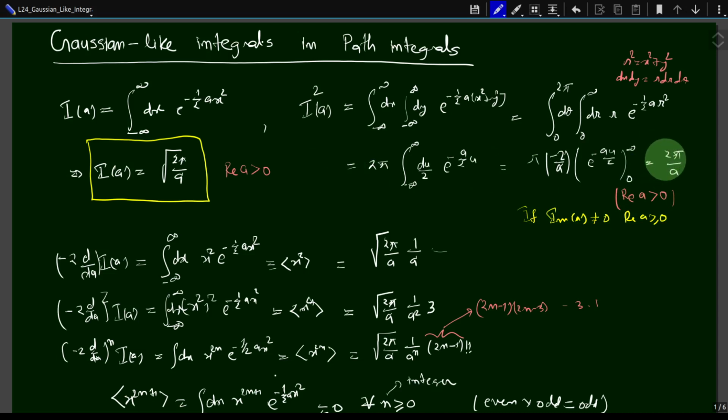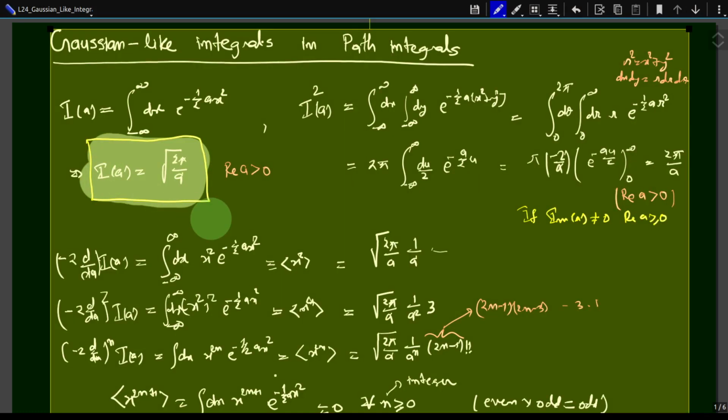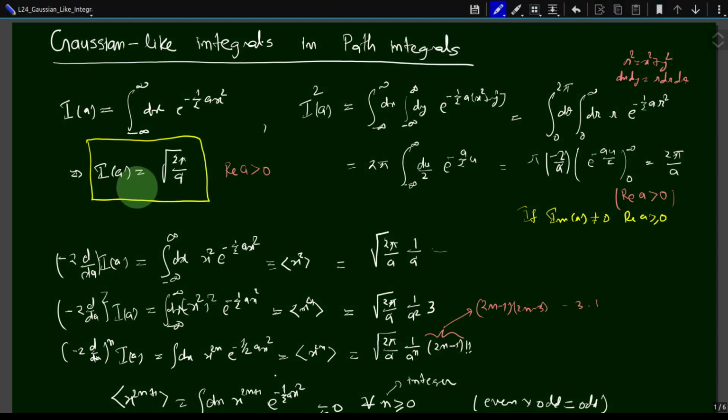So having I square equal to 2 pi by a, what I get over here is that my Gaussian integral is just the square root of 2 pi by a, and the assumption is the real part of a is greater than 0. Now once I have this integral, I can take a derivative of this integral and multiply by minus 2. So when I take a derivative with regard to a, minus x square by 2 will come out in front inside the integral. But then to cancel the minus half, I multiply by minus 2 over here.